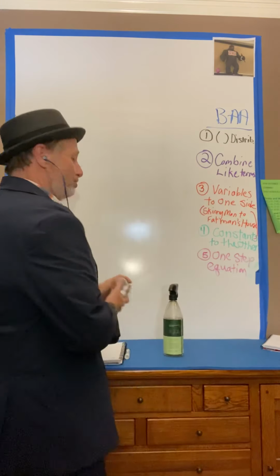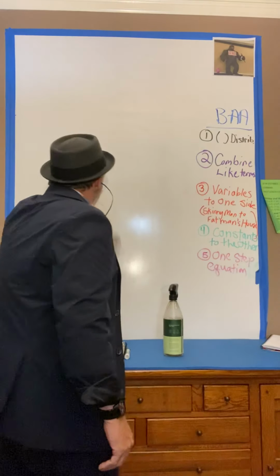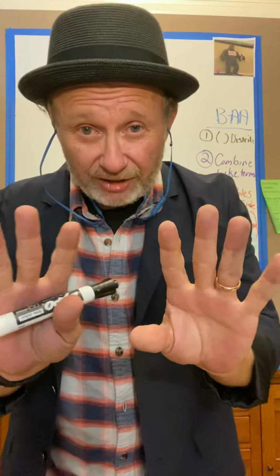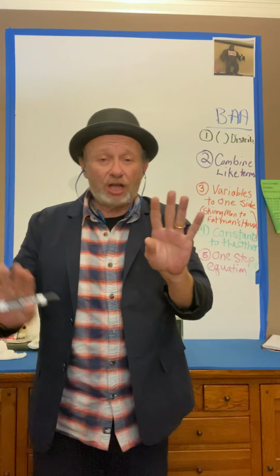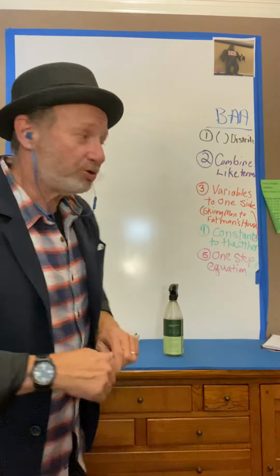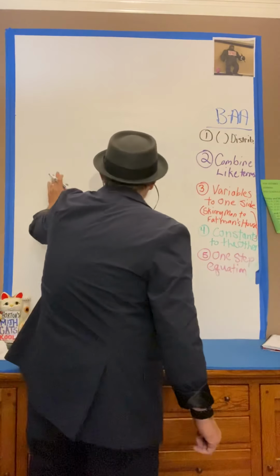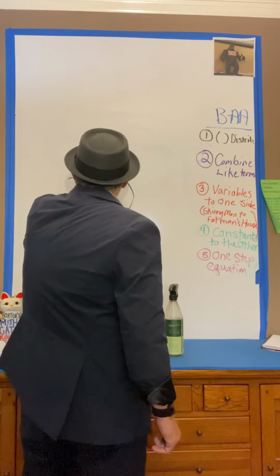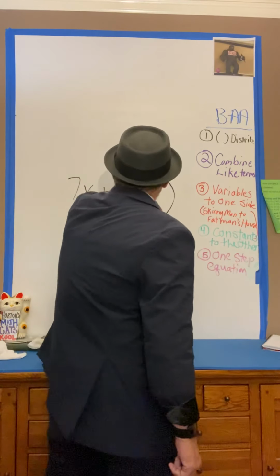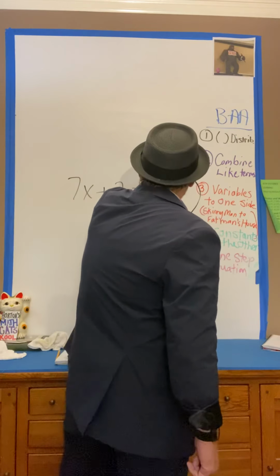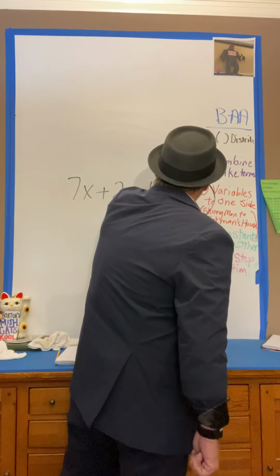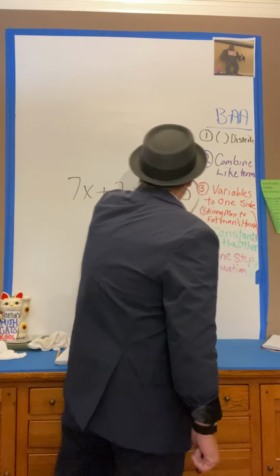All right, after you've done that, you're going to do the skinny man to the fat man's house. All right, what that means is whenever you have variables on both sides of an equation, you're going to move the lower value over to the bigger value. All right, and that's a transformation. So what am I going to do? Let's say I have 7x plus 2 equals 4x plus 5.